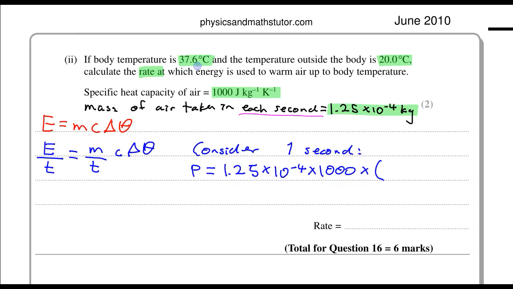The temperatures are given in degrees Celsius. Normally we would need to convert those into kelvins, but because this is a change in the temperatures, we don't actually need to do that conversion, because the difference in kelvins and difference in Celsius will be exactly the same. So in this particular case we can avoid the conversion, and we can just say 37.6 minus 20, and these numbers will give us 2.2 watts.